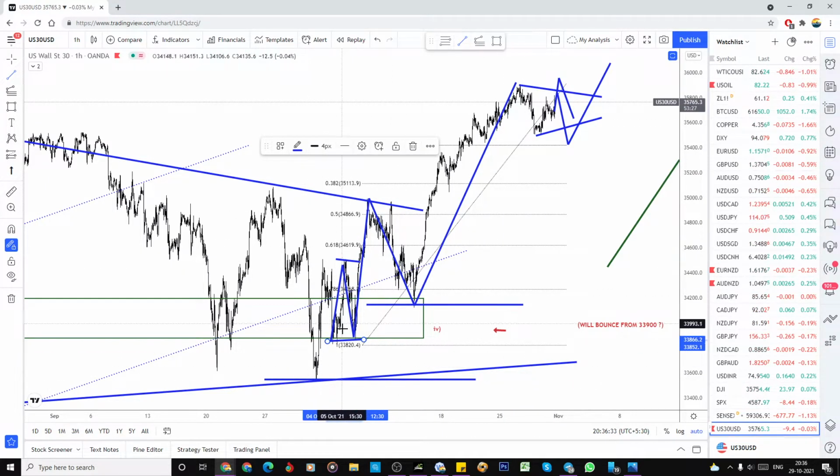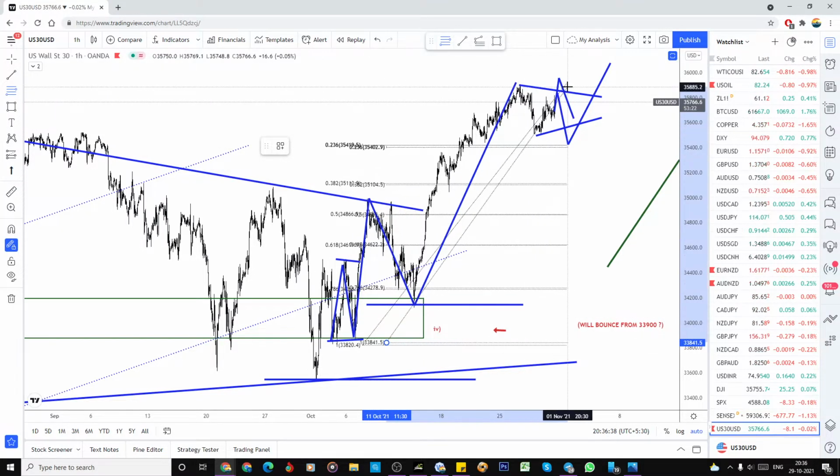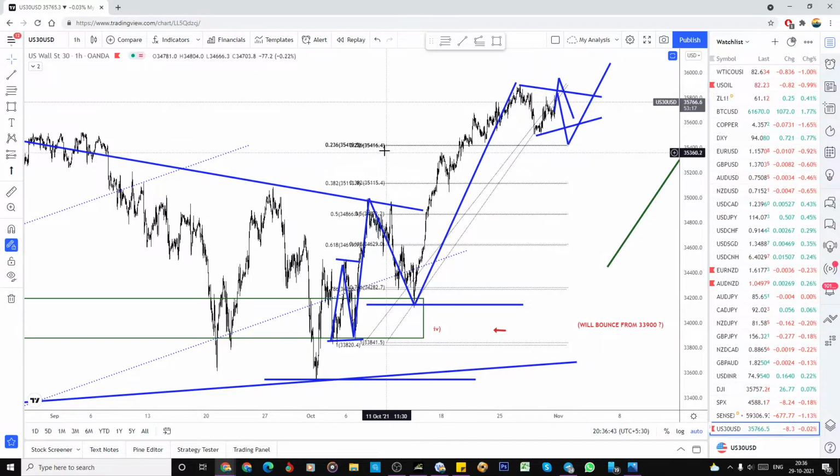So now it is 1, 2, 3, and what rejection are we expecting for this? 23.6, exactly where I drew the line. 23.6 for the fourth wave. If it is a triangle, it won't reach here. If it is an irregular flat, it can reach here.